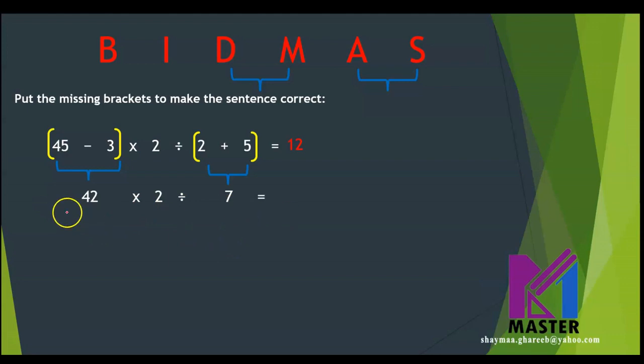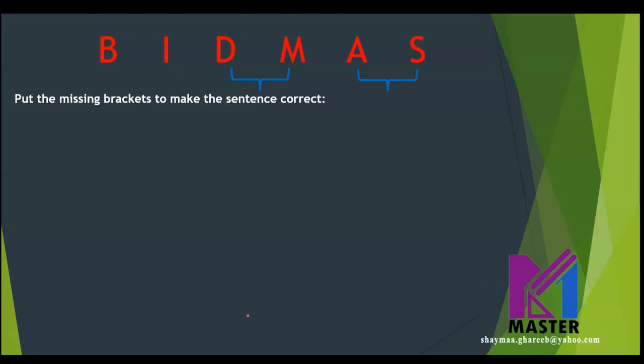So which one should I do first? The multiplication. 42 times 2 equals 84. Divided by 7 equals 12. So sometimes I need to have two brackets in the sentence to get the required answer. As we said before, our answer could include one bracket or two brackets, or one bracket with two or more operations.